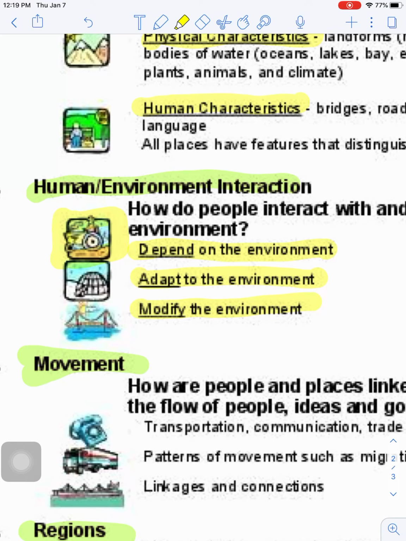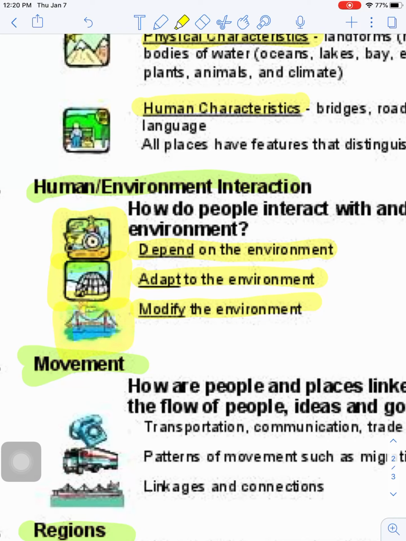Next, we have adapt to the environment. You can see here, this is a picture of an igloo, which would be found somewhere where the climate is very cold, where it is chilly, and then humans can adapt to that environment by building an igloo that could help keep them warm. And next, we have modify the environment. So how do we change our environment to make it better for us, to help us have an easier time living in that environment?